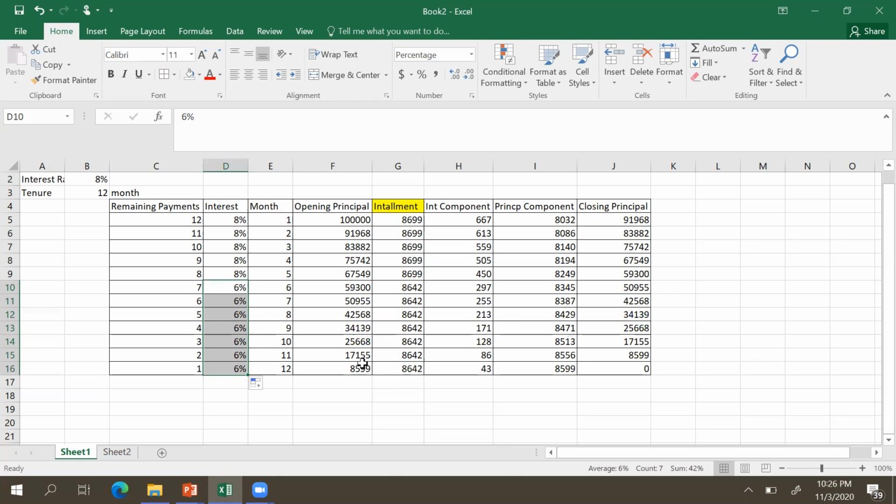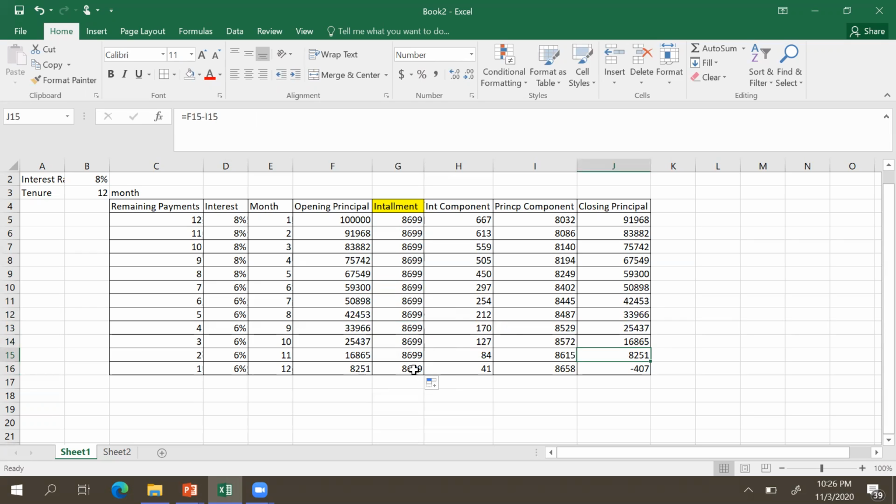So the same 8599, but just a minute, I haven't kept the principal constant. I will keep the EMI constant. So once I keep the EMI constant, here the closing principal is 8251. The closing principal is 8251, which is much less than the earlier closing principal of the 11th month, or the earlier opening principal of the 12th month.